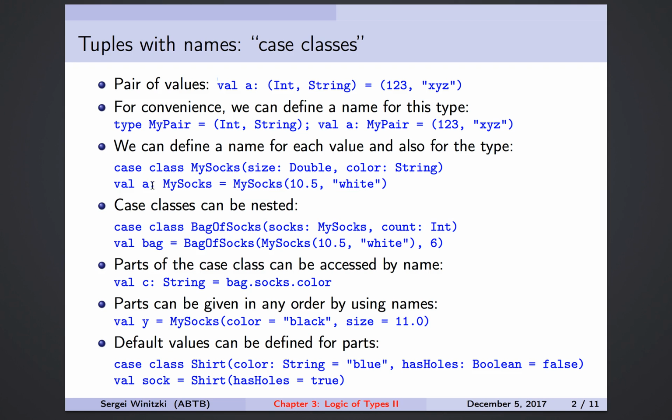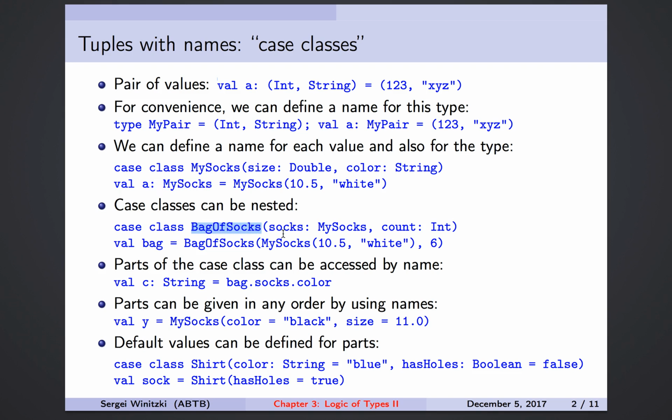And the type annotation here is optional. It is not necessary to write it. Actually, in my code, I usually don't write it because it's already obvious it's of type mySocks. It is a value whose type is named right here, so there's no need to repeat it next to it. So I typed it here for clarity only.